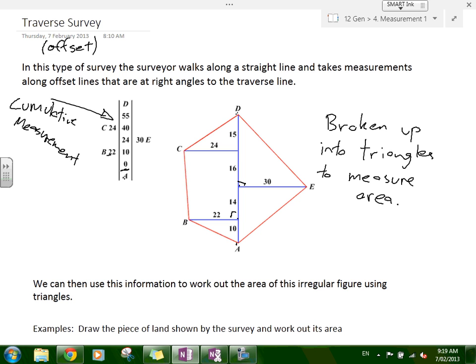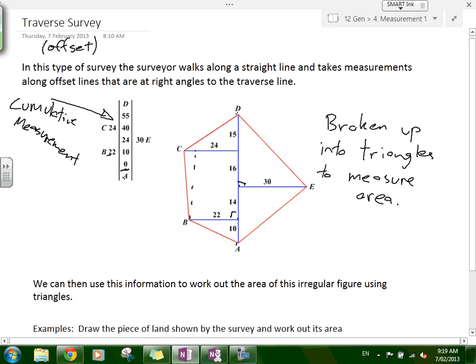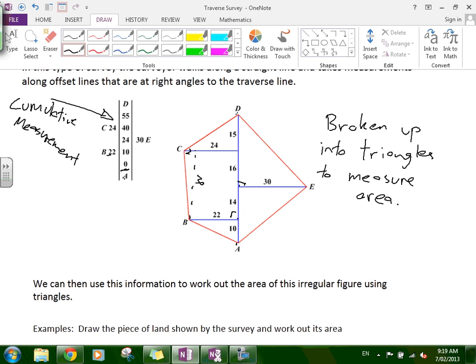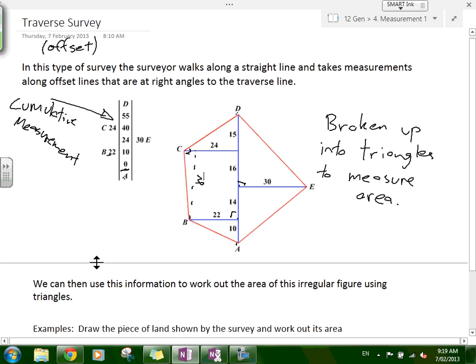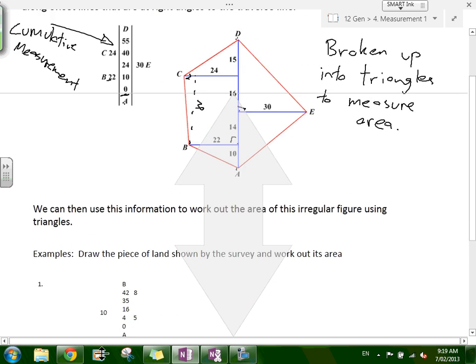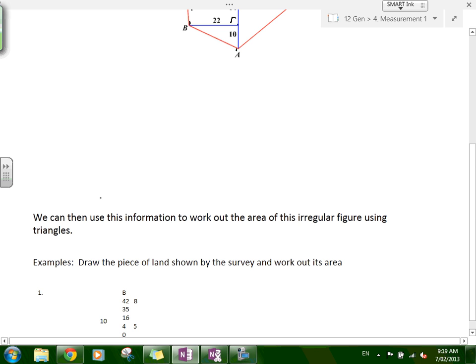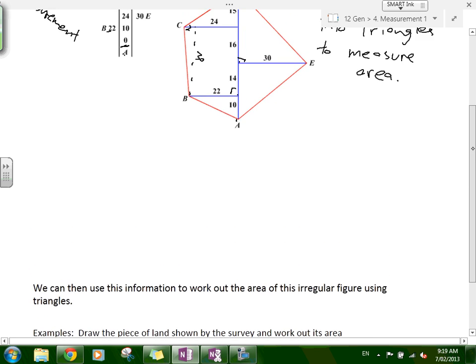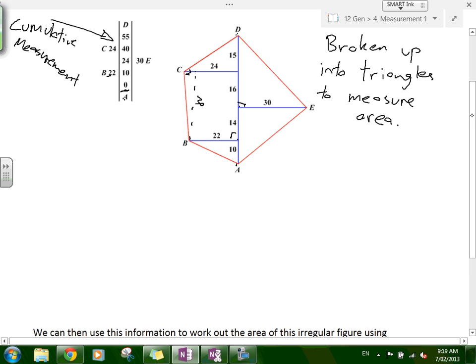So there's a few things you've got to do. Put a line across there, because that's 2 meters here. This is 30 meters along this distance. So we can work out this triangle. Okay? So we can work out the areas of the various triangles.